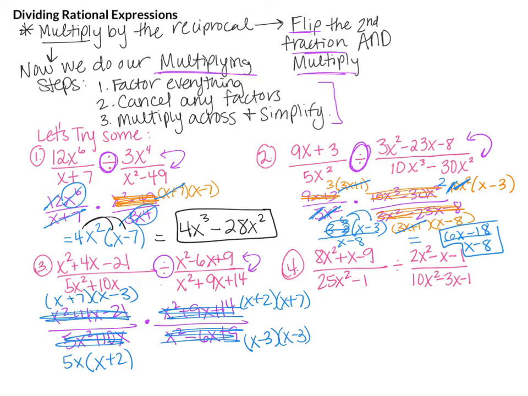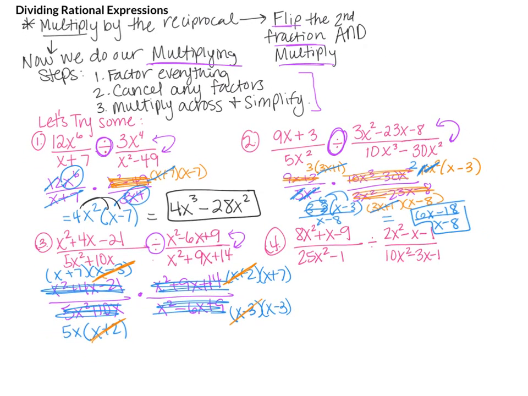All right, so now that we've got everything factored here, I want to go ahead and see what I can cross off. So I can cross off an x minus 3 in the numerator, one of them in the denominator. I can cross off an x plus 2 in the numerator and the denominator, and that's it. Even though I've got an x plus 7 in both fractions, they're both in the numerator. Remember, I have to have one in the numerator and one in the denominator to be able to cancel.